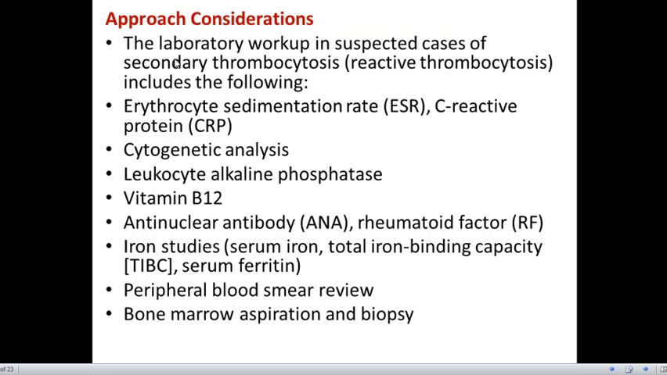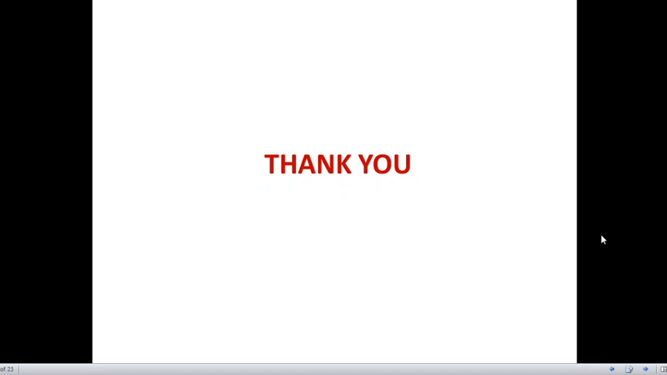So for the approach to reactive thrombocytosis, we have ESR, cytogenetic analysis, LAP score, and then vitamin B12 assessment, and then ANA, RF, iron studies, peripheral blood smear, and then bone marrow aspiration and biopsy. So that is all about the quantitative disorders of the platelets. I hope you have understood. Thank you.